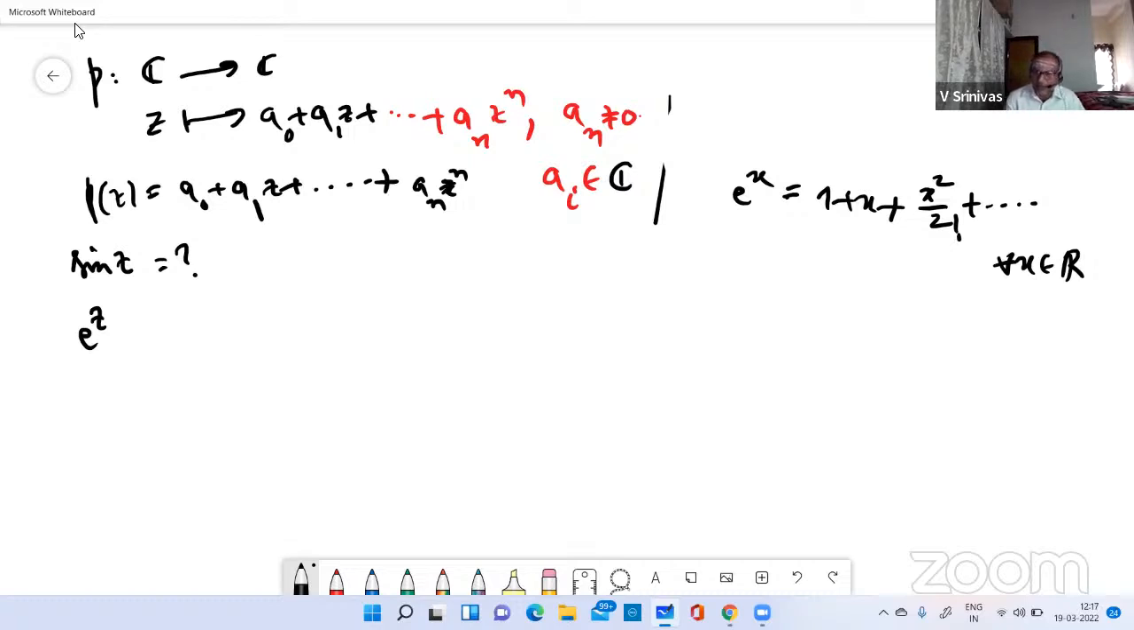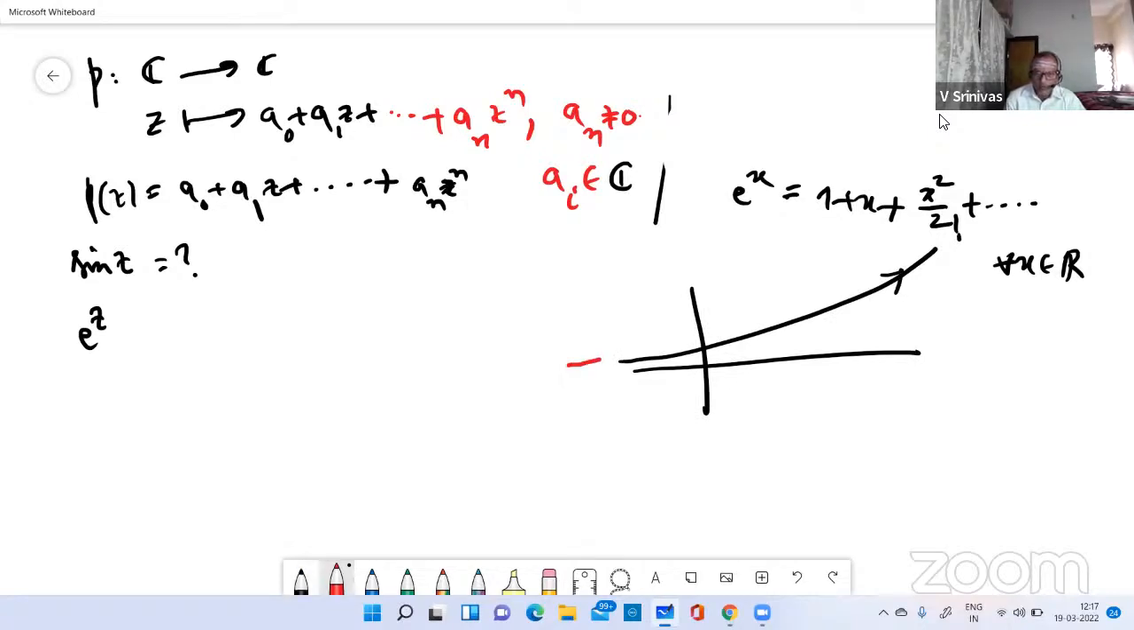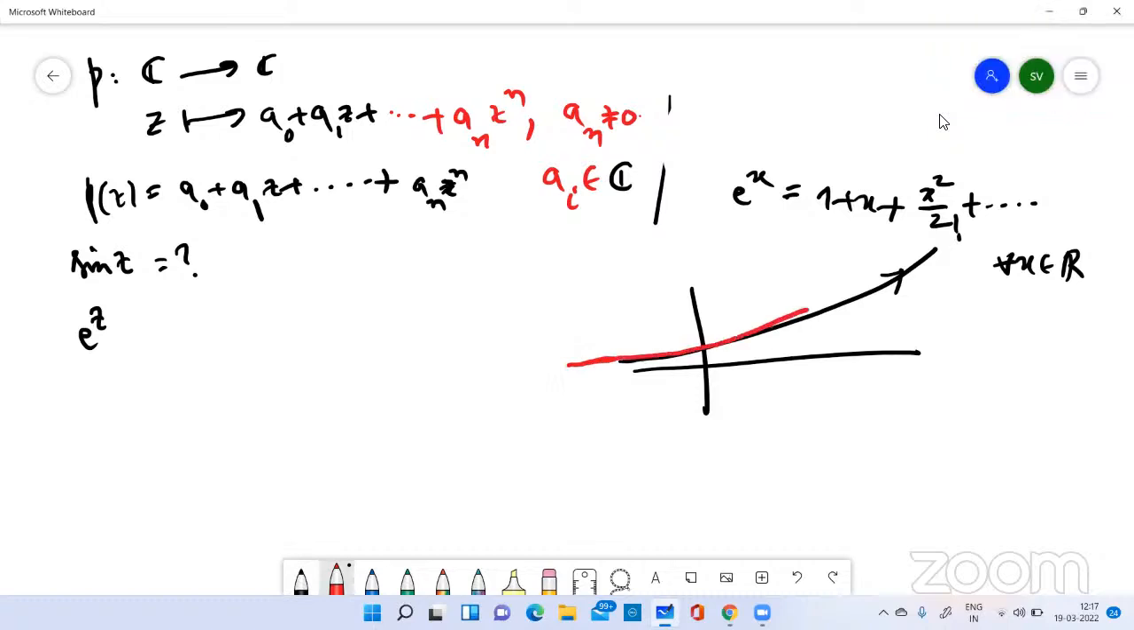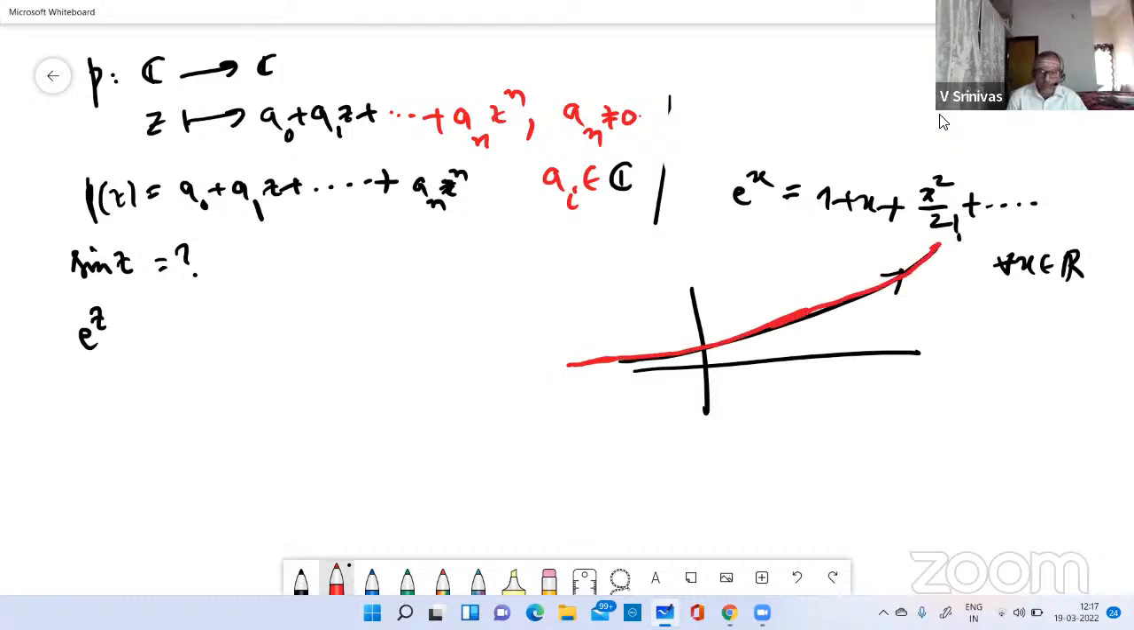How does its graph look like? Can anybody tell me? It is like this. This is the exponential function. This is 0, these are positives and these are negatives. As x goes to minus infinity, e power x is asymptotic to the x-axis. As x goes to infinity, e power x goes to infinity. So this is the graph of the exponential function, and we can define the e power z function along the same lines.